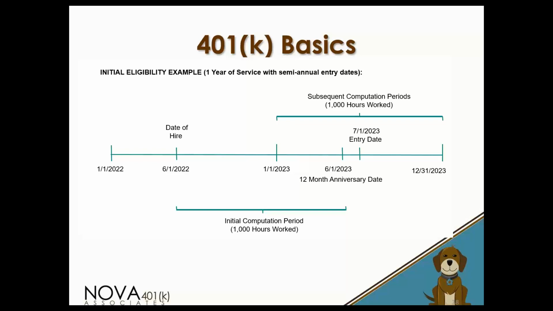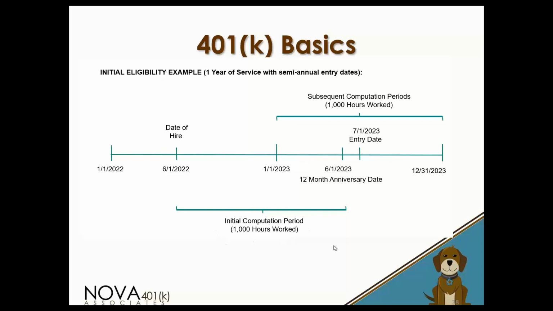Let's say someone was hired earlier this year and their date of hire was June 1st, 2022. So their initial computation period that we're going to be looking at is from June 1st, 2022 through June 1st, 2023. If the person works at least 1,000 hours during that time, they'll enter on the next plan entry date. And if they have semi-annual entry dates and it's a calendar year plan, those entry dates will be either January 1st or July 1st. So in this situation, your person hired June 1st of 2022, if worked 1,000 hours during their first year, would enter the plan on July 1st, 2023.